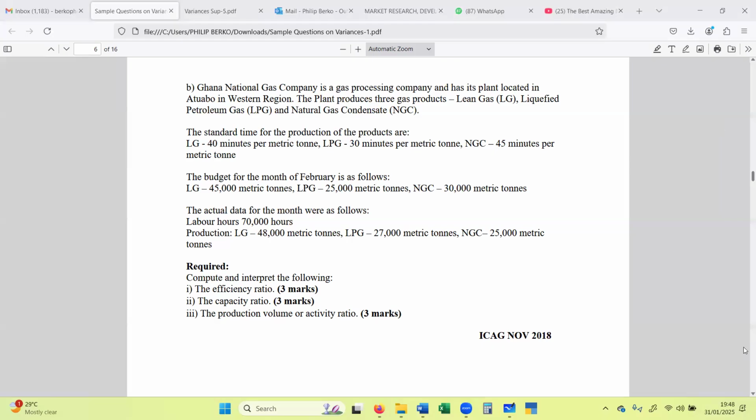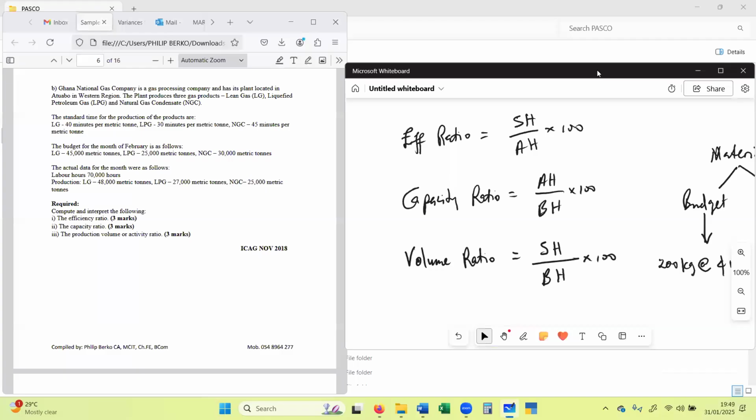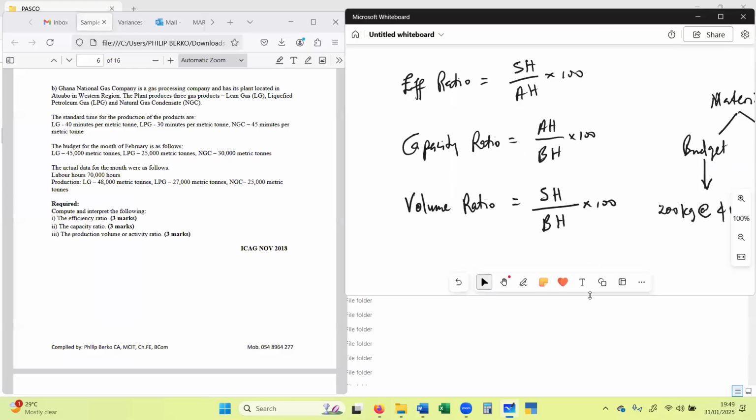All right. So this is a past question from 2018. They want us to calculate the productivity ratios and interpret the same. So we have the actual data here, the labor hours.